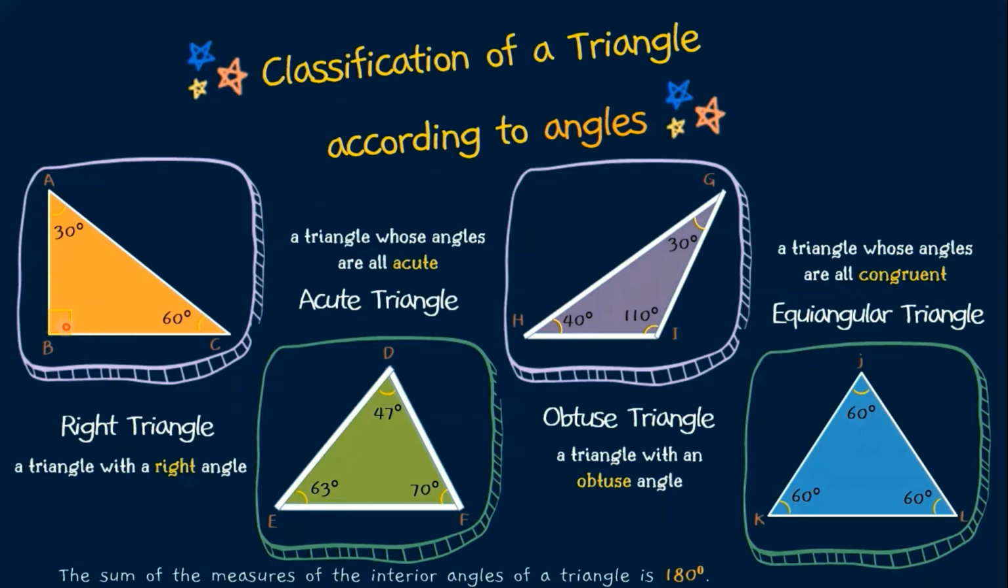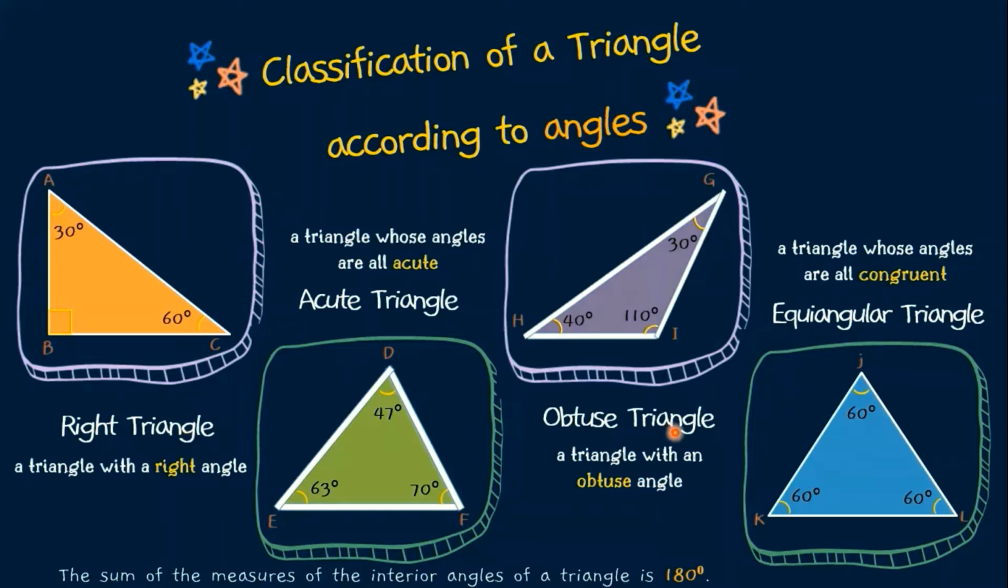So, ito ay right angle, kaya 90 ito. 90 plus 30 plus 60 ay 180. Ganon din ang 63 plus 47 plus 70, 180 din yan. Ganon din naman ang 40, 110 at 30. At tatlong 60 times 3 ay 180 degrees.